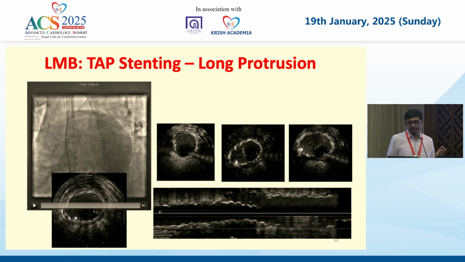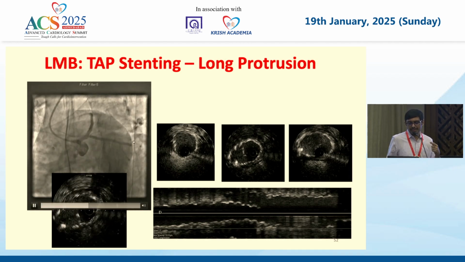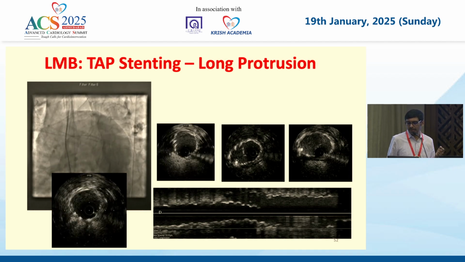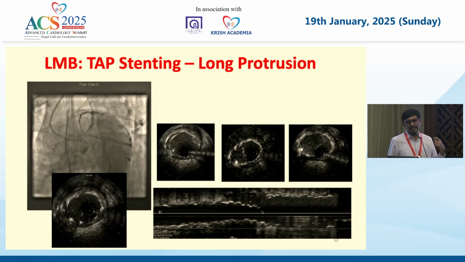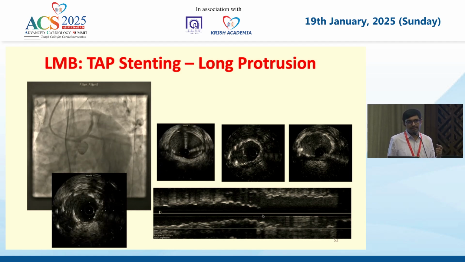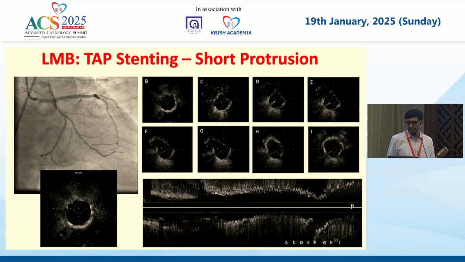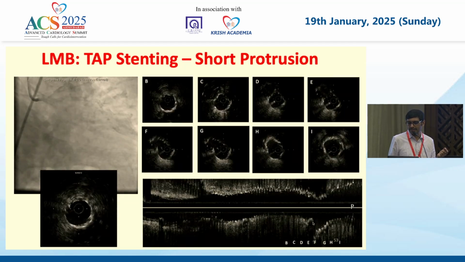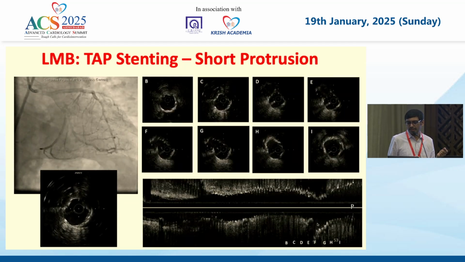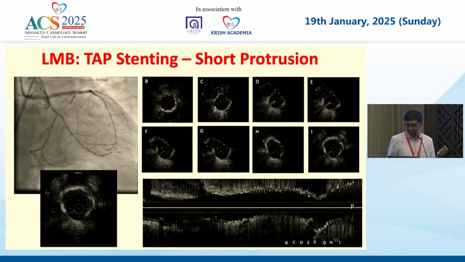And this is a patient who had TAP stenting. You see that amount of protrusion into the left main. So ideal should be less than 3 millimeters. So this is a large protrusion into the left main. And this is again TAP stenting. You see that very small protrusion and optimal TAP stenting.